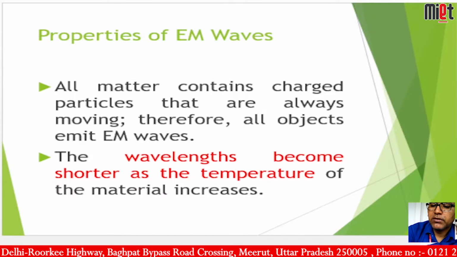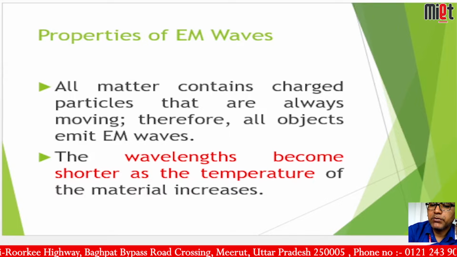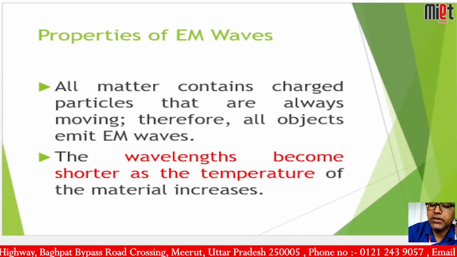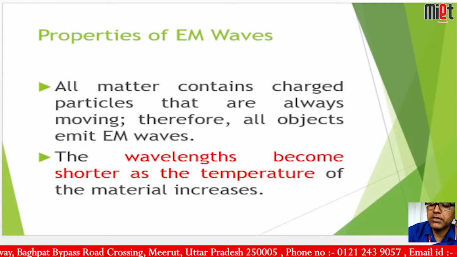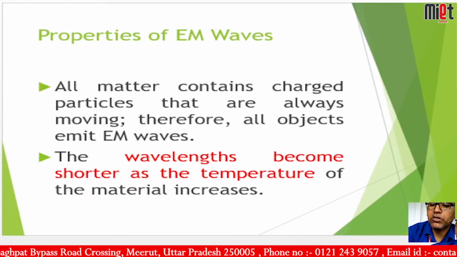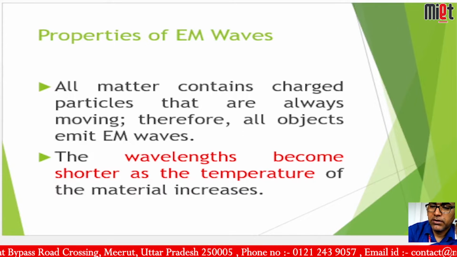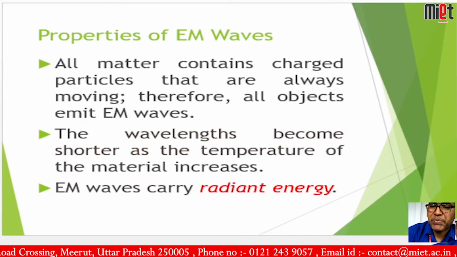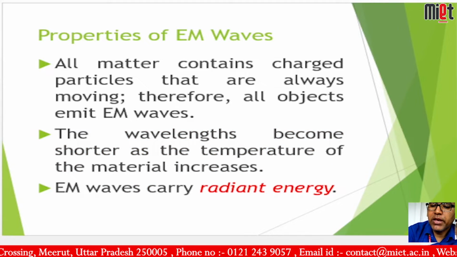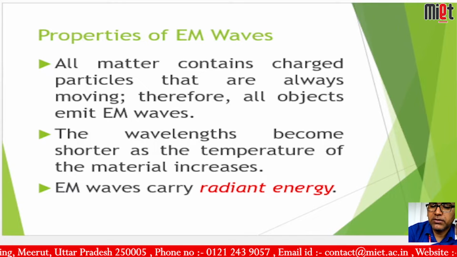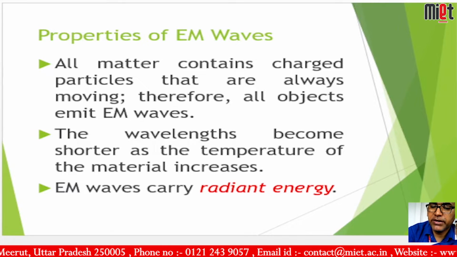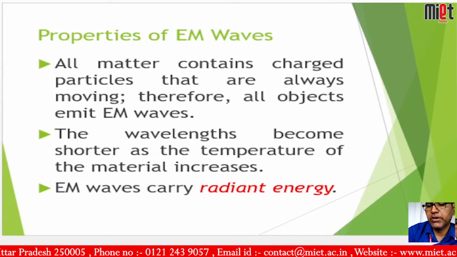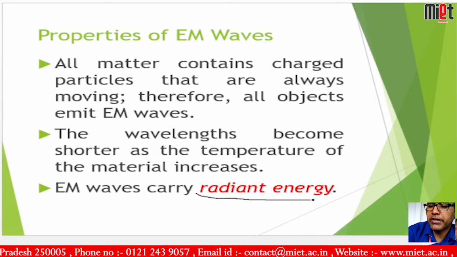The wavelength and temperature are dependent. If the temperature of a material in the universe is high, then wavelength will be small, and if the temperature is low, the wavelength emitted by that particular material will be large. Now, every electromagnetic wave carries some energy in the form of electromagnetic radiant energy. For example, sunlight is an electromagnetic wave, and it consists of radiant energy.